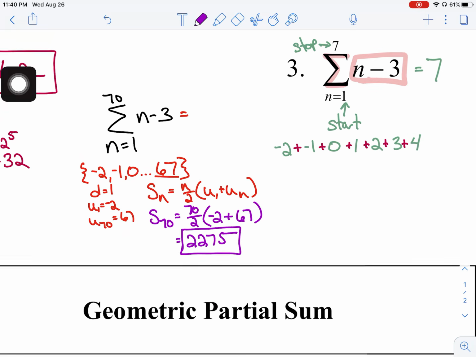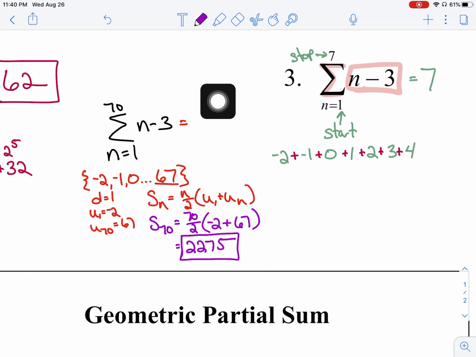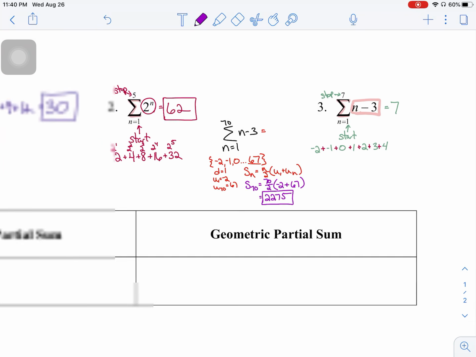So if you have a small enough difference here from n is 1 to n is 7, go ahead and write it out. If I give you something like this, n equals 1, and I ask you to go to 70, please don't write it out, all right? I think there are easier ways to do this. Okay.